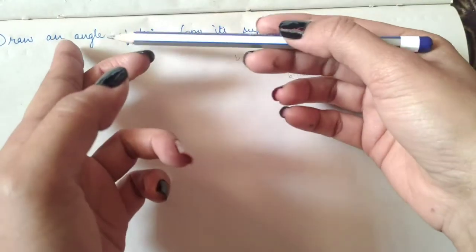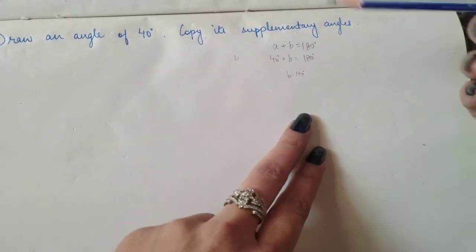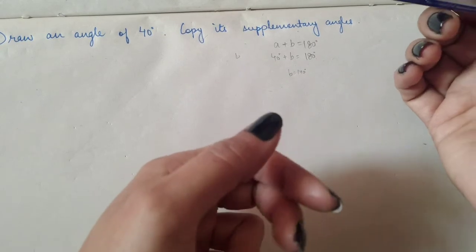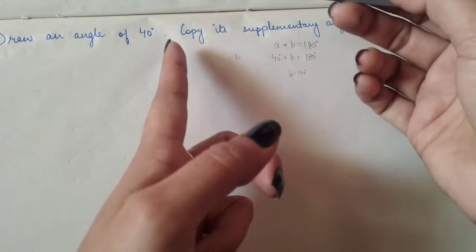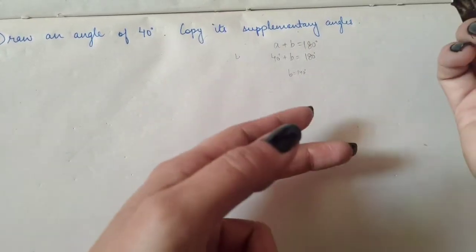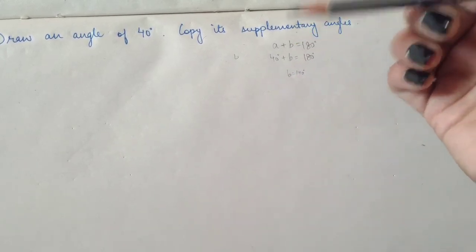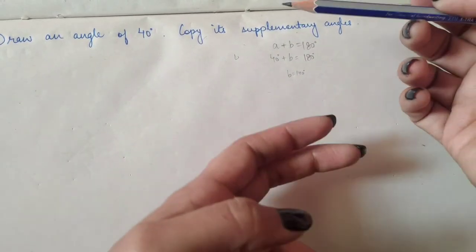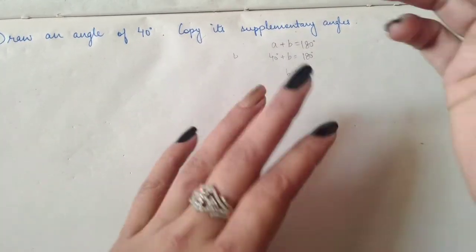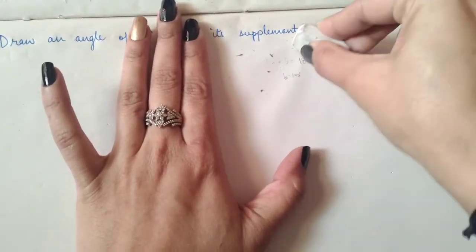If we are given, draw an angle of 60 degrees and copy its supplementary angle, you will subtract 60 from 180, so you get 120. 120 will be the supplementary of 60 degrees. So that's how it works. Two angles, if they add up to 180 degrees, are called supplementary. There is a new term, complementary angles, that you will study in the higher classes. That's when you add two angles and get 90 degrees as their sum. That's complementary. Okay, so that's the extra part.